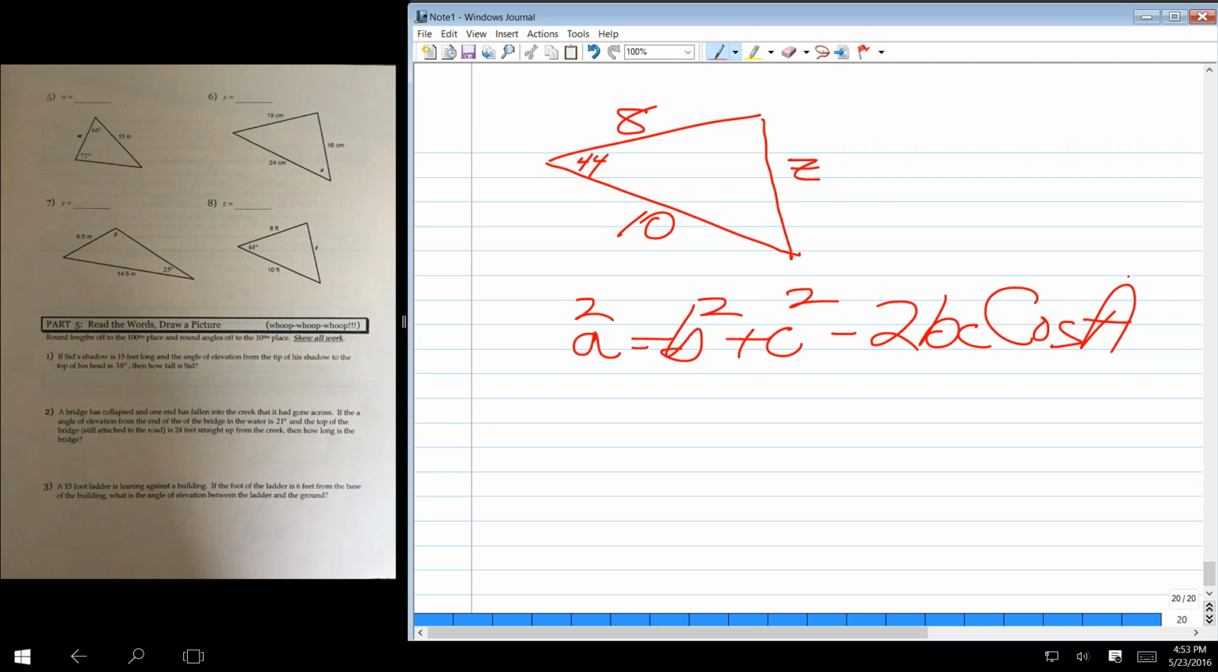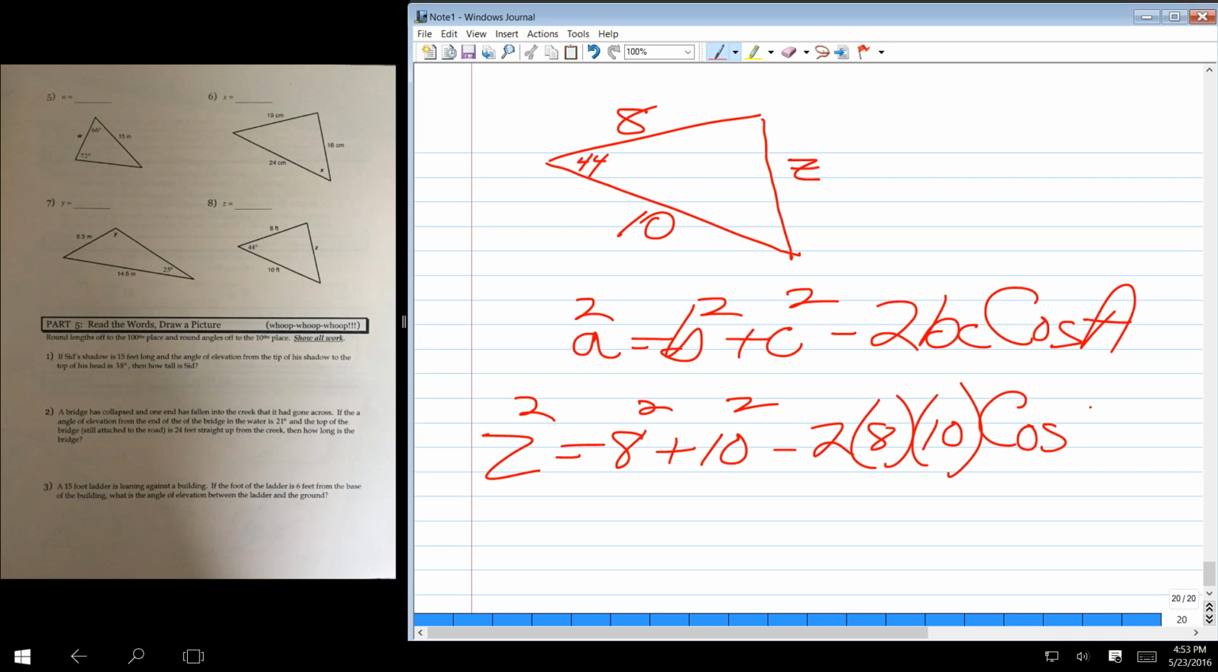Okay, so the only angle that I possibly have for A is going to be 44, right? Yeah. So on the left side of the equation, I have to use the side that's opposite that angle. Okay. So what's the equation going to be? Z squared equals 8 squared plus B squared minus 2, equals 8 squared plus 10 squared, minus 2 times 8 times 10, cosine 44.